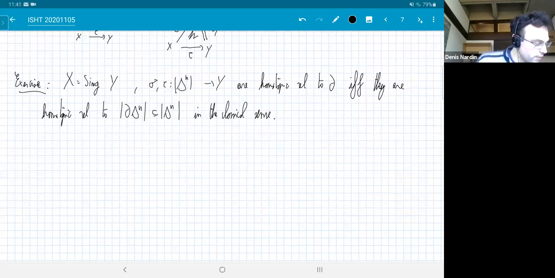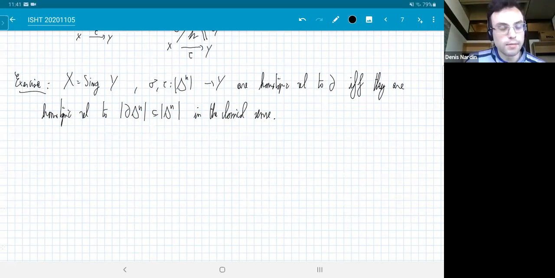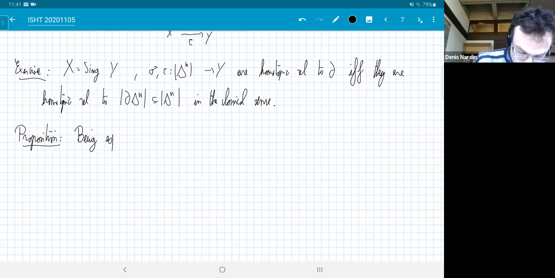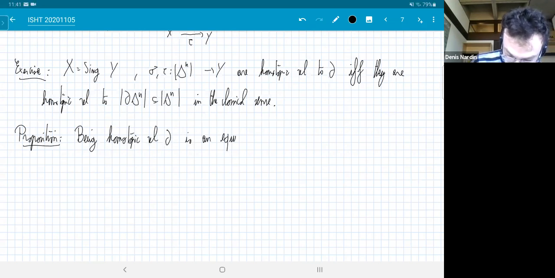Okay, let me just state a proposition and make a definition, and I'll prove the proposition next time. Proposition: being homotopic relative to the boundary is an equivalence relation on X_n.